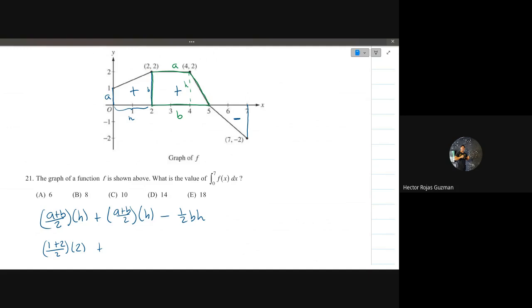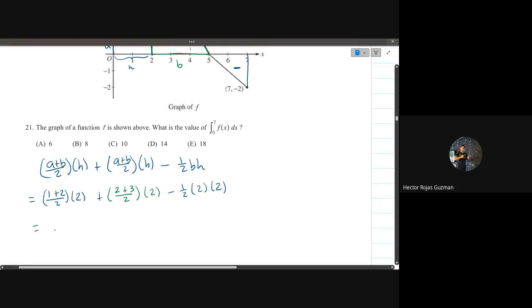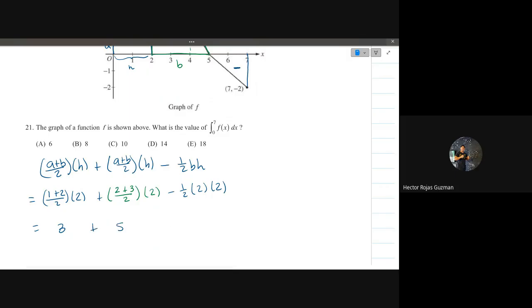So for the second trapezoid, A is 2, B is the distance at the bottom from 2 to 5, so that's 3, divided by 2 times the height, which is 2, minus 1/2 base times height. The base is 2, the height is 2. I'm not putting a -2 for the height since I already wrote that it was negative. You don't have to double dip on that. So this becomes 3 plus 5 minus 2, which is 6.